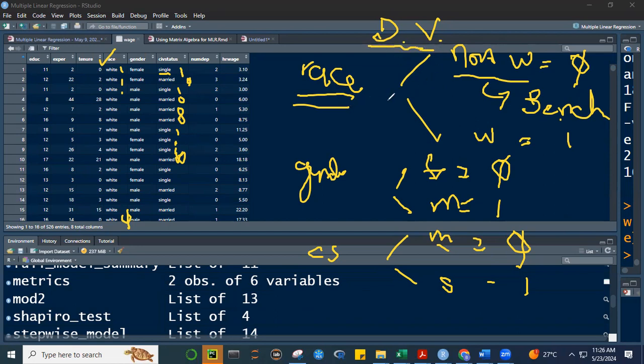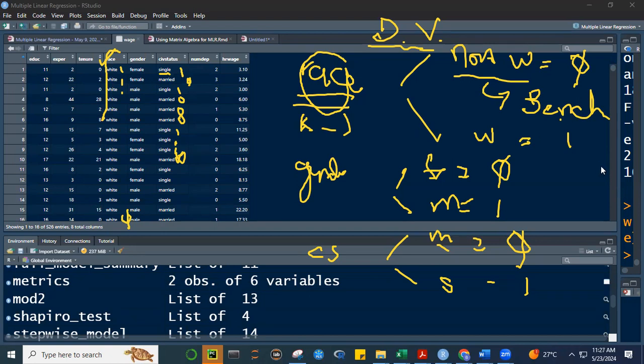So how many dummy variables are we going to introduce for race? The answer is always equal to k minus 1. So what do you mean by k? K refers to the levels. So for race, there are 2 levels, non-white and white. So how many dummy variables will be introduced? 2 levels minus 1, therefore only 1 dummy variable. So for race, this is the only dummy variable, only this one. Okay, there will be no other dummy variables for race.